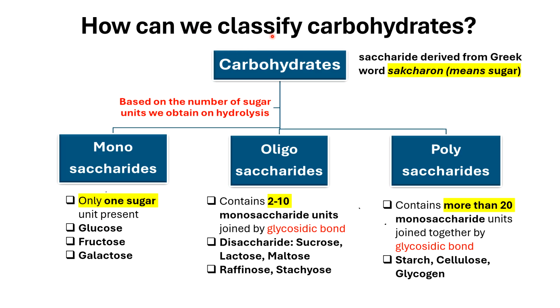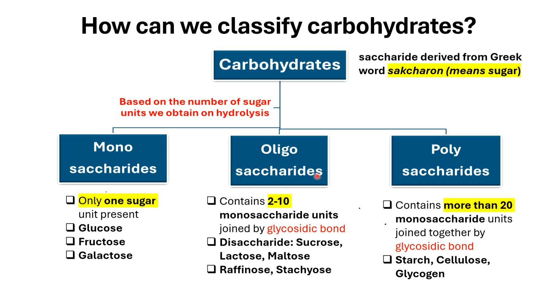Let us now see how we can classify carbohydrates. Carbohydrates on the basis of number of sugar units present in them can be classified as monosaccharide, oligosaccharide and polysaccharide. Here saccharide is derived from the Greek word saccharon, which means sugar. Now monosaccharides typically consist of 1 sugar unit, oligosaccharide contain 2 to 10 sugar units, and polysaccharides, they contain more than 20 sugar units in them.